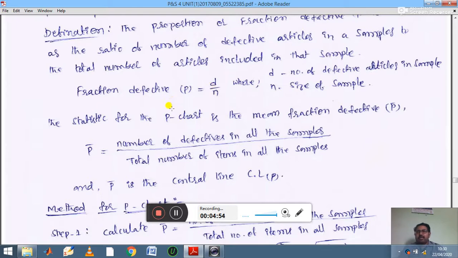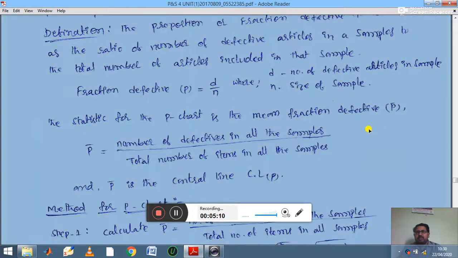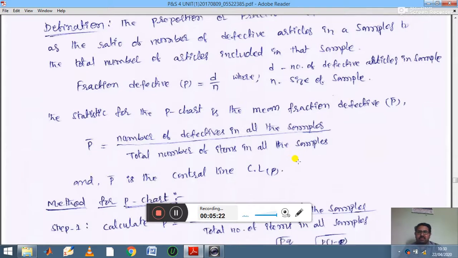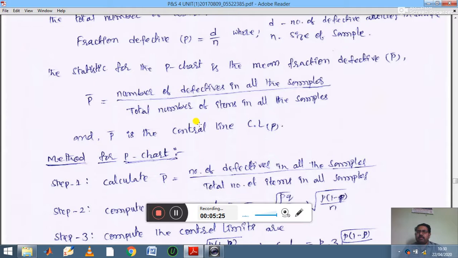Similarly, you can also calculate the P bar value. In statistics, for the P chart, it is the mean fraction defective. Fraction defective has the symbol P, and mean fraction defective has the symbol P bar. P bar is calculated using the formula: P bar is equal to the number of defectives in all the samples divided by the total number of items in all the samples. This is the formula to calculate the P bar value.